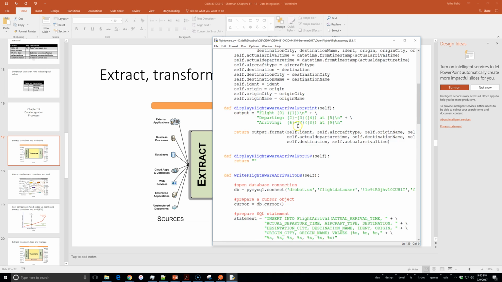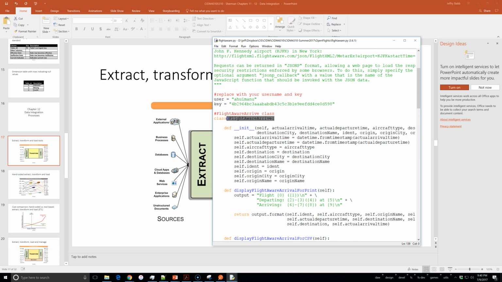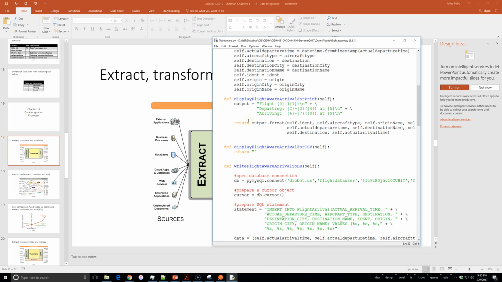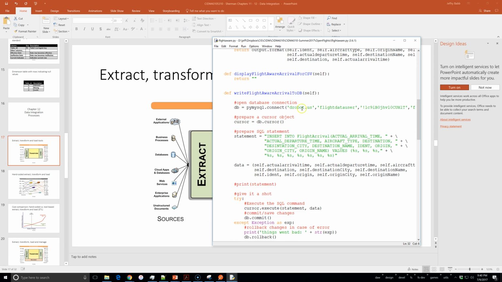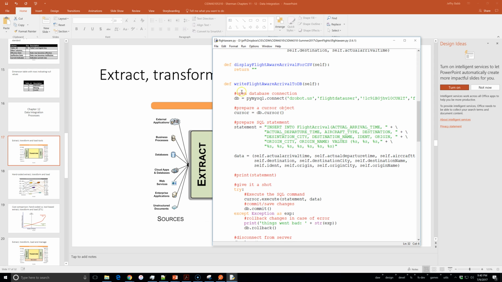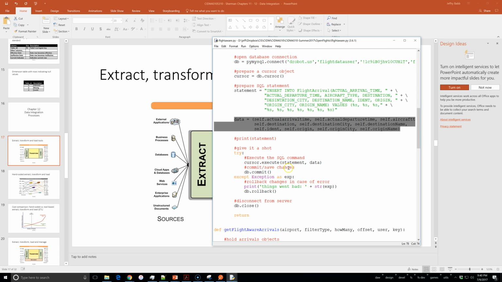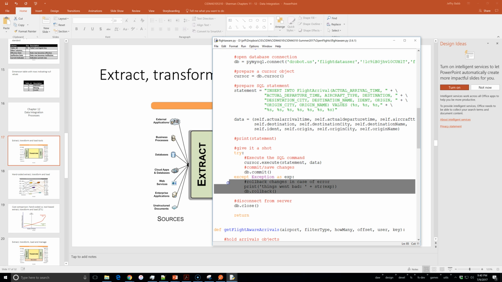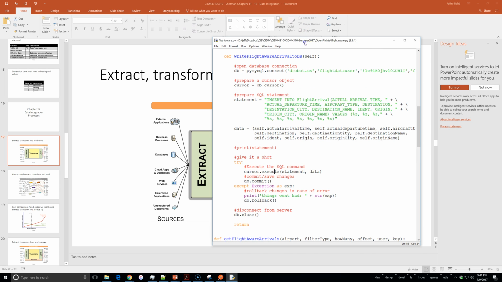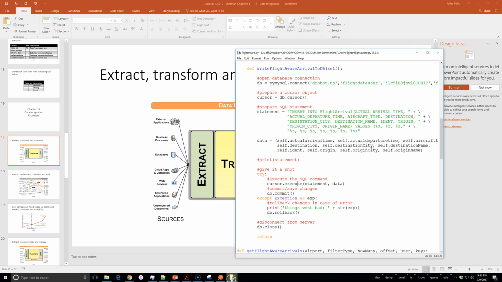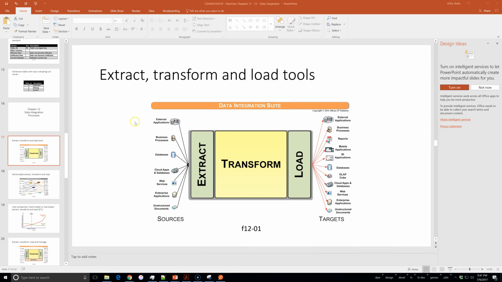If we look at the flight arrive class here that I made in Python, this write FlightAware arrival to DB method, or function actually, connects to the database, prepares a statement to write to the database, sets up the data to associate with the prepared statement, executes it, handles if there's any kind of problem, and disconnects from the server. So that script has each of these pieces. It has the extract, transformation, and loading.